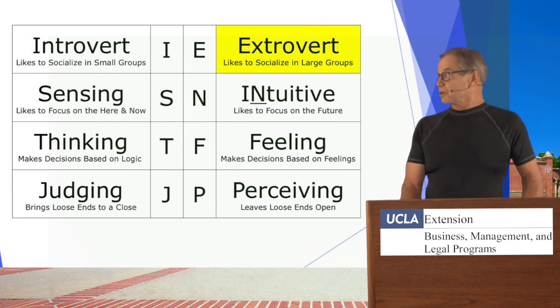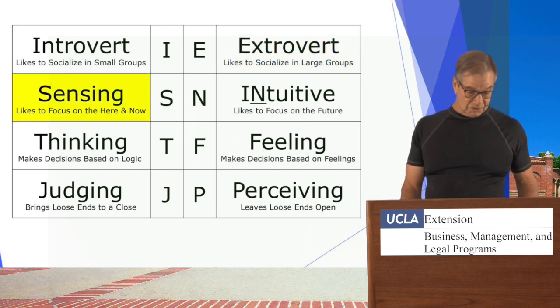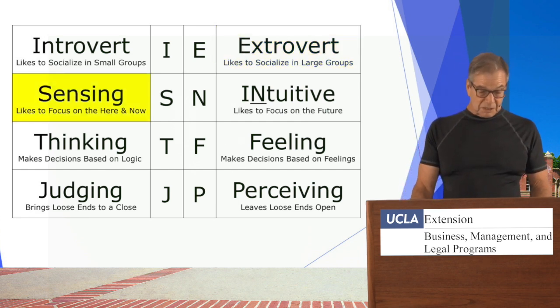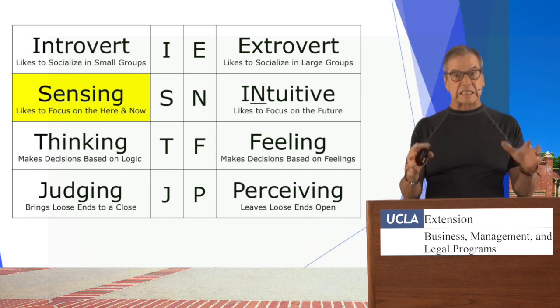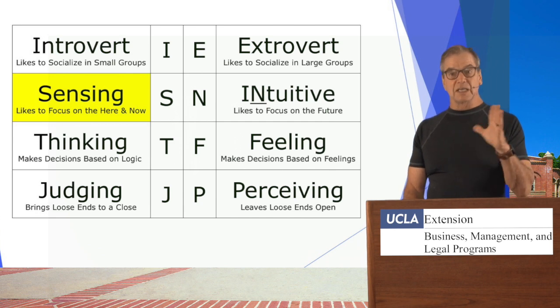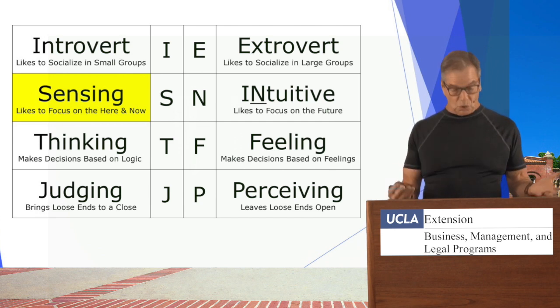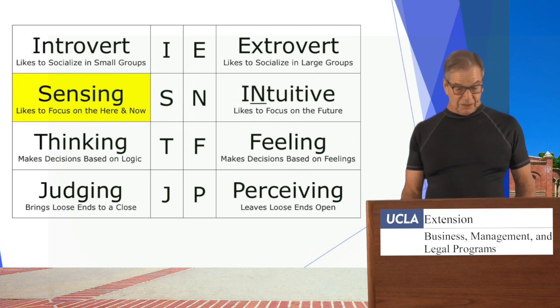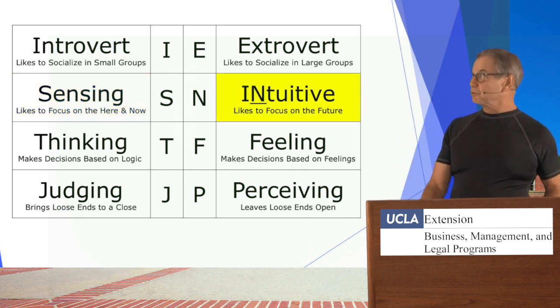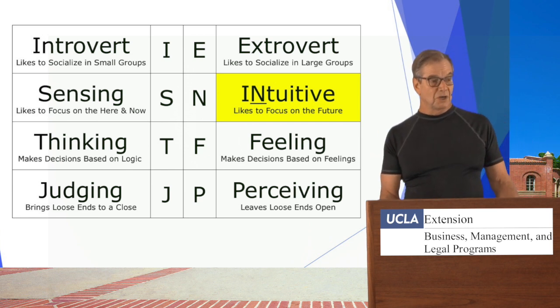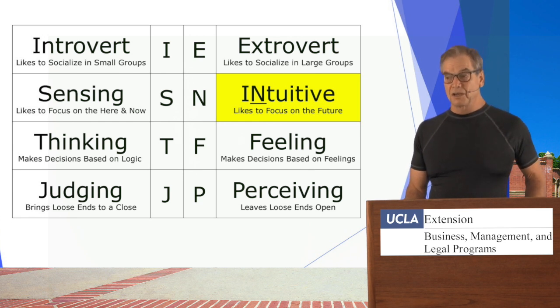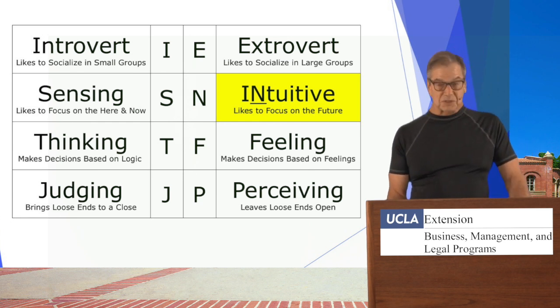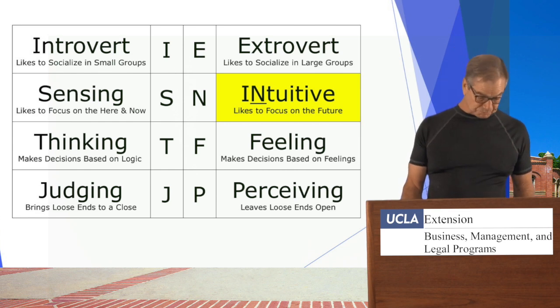The next preference or dichotomy is sensing-intuitive, and a sensing person likes to focus on the here and now, the concrete of things they can see and touch, things that our society condones, tradition, culture. And someone who prefers intuition likes to focus on the future, what's going to happen tomorrow. Looks for the abstract, trusts a guess versus basing their decisions on what's factual.